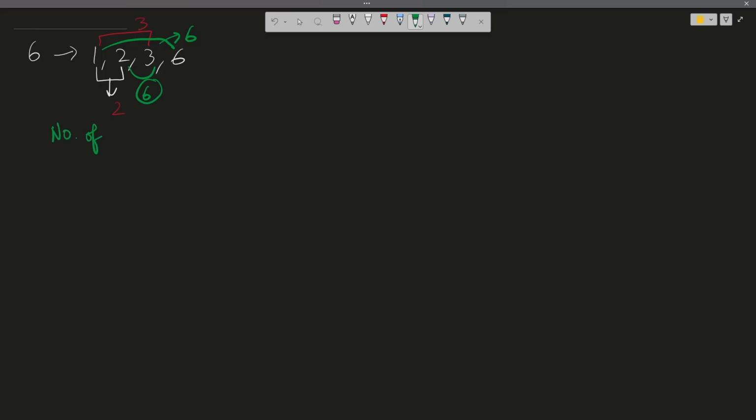We have to calculate the number of factors which, when multiplied, give us the composite number. So we have to calculate such factors which, when multiplied, give us the composite number.